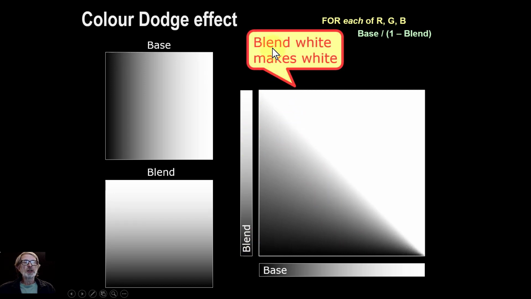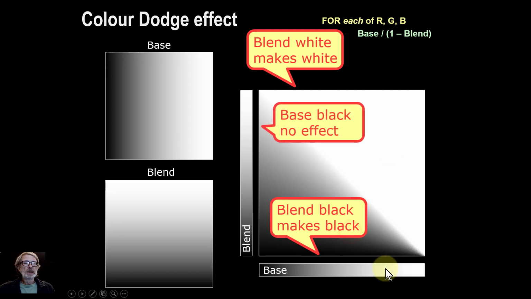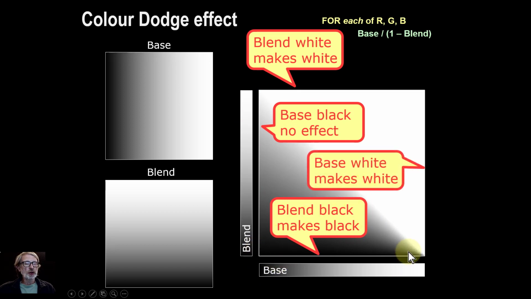Noticing here, the blend layer, when it's white, makes everything else white. So when the blend layer is white here, white wins the competition. And when it's black, it makes everything else black. When the base layer is black here, it seems to have no effect on the blend layer, if you're looking in that direction, whereas over here, when the base is white, everything gets white.